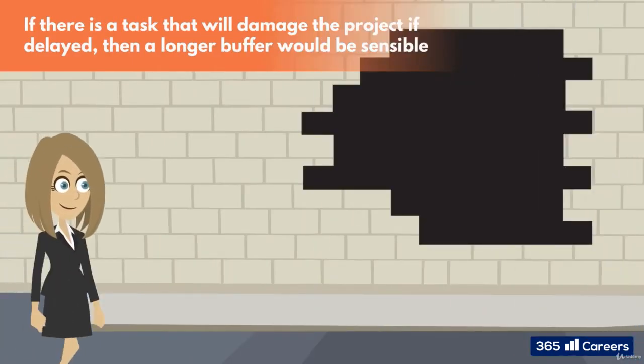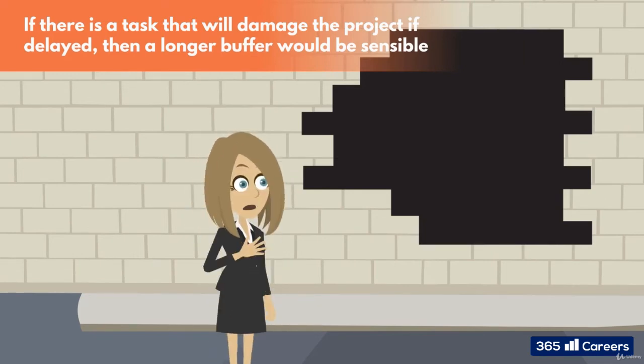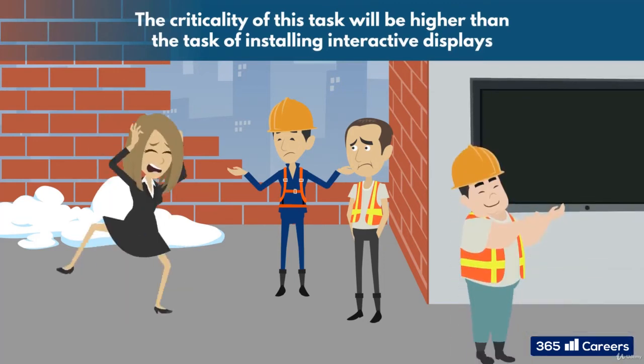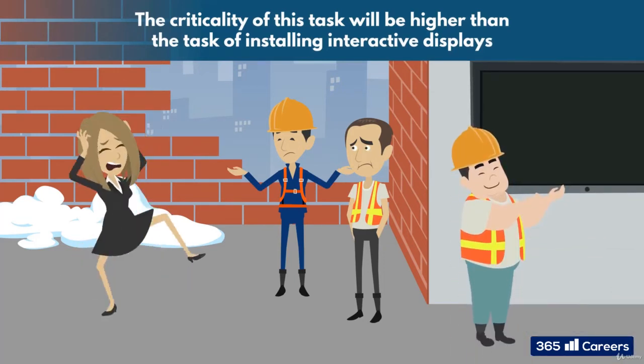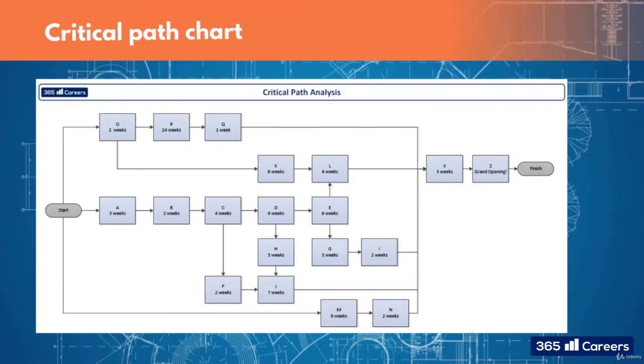Then there's the criticality of the task. If there's a task that will damage the project if it's delayed or is heavily linked with other tasks, then a longer buffer would be sensible. You wouldn't be able to continue with your showroom if the walls haven't been built. So the criticality of this task will be higher than the task of installing interactive displays, as there will be fewer tasks dependent on the displays. One of the best ways to judge criticality is with a critical path chart, which we will look at in detail a little bit later.